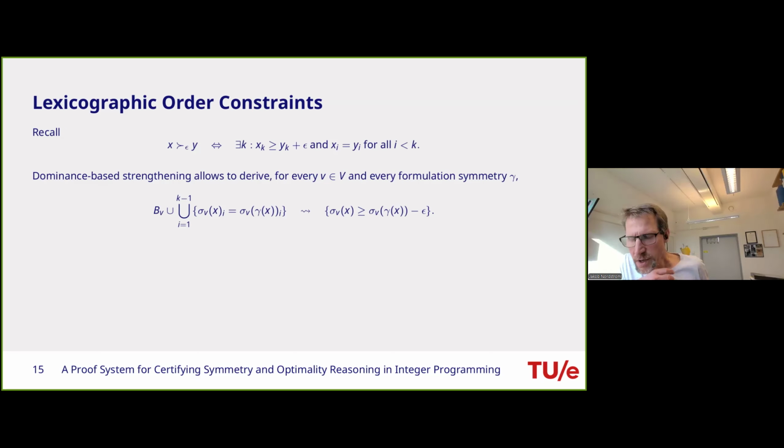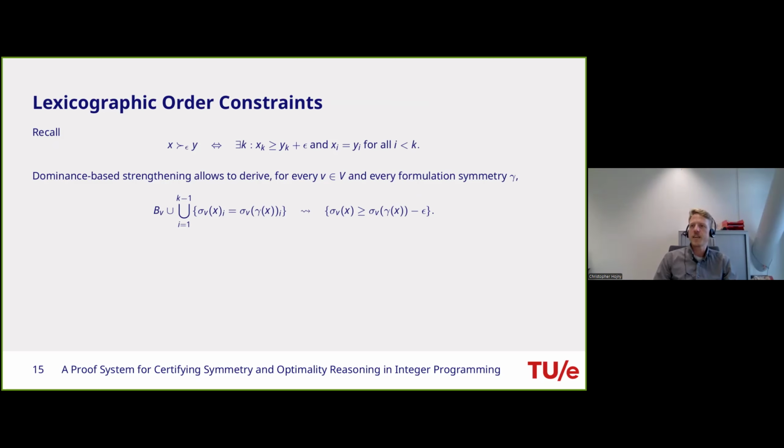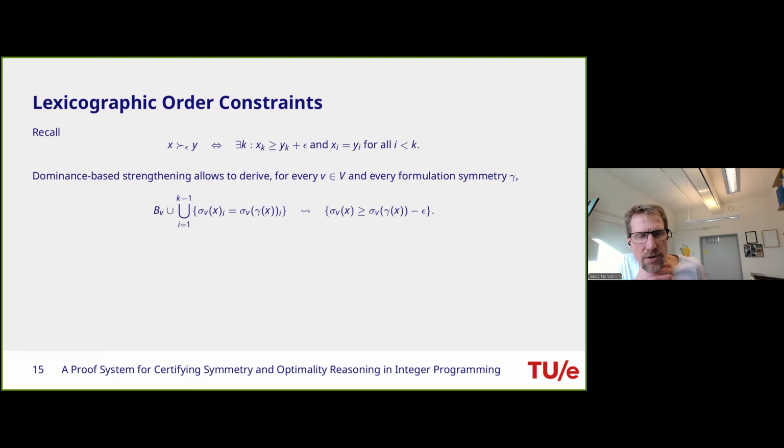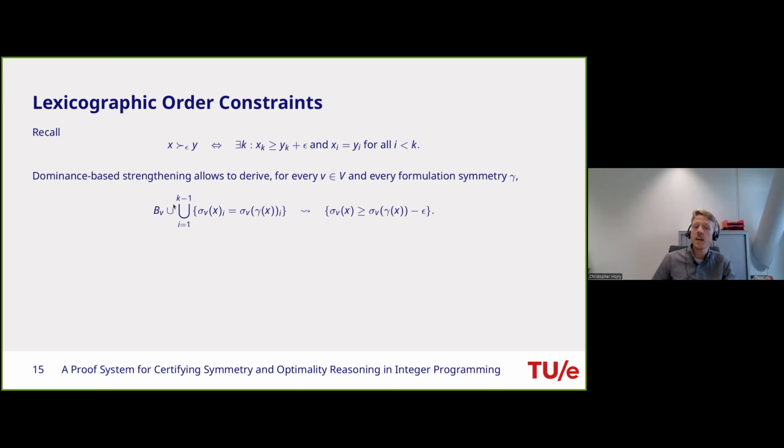One thing I didn't understand: are you fixing K? No, I'm not fixing K. I'm just saying there exists a K. Yeah, but in the actual constraint at the bottom of the slide... Yes, so here I fix it.